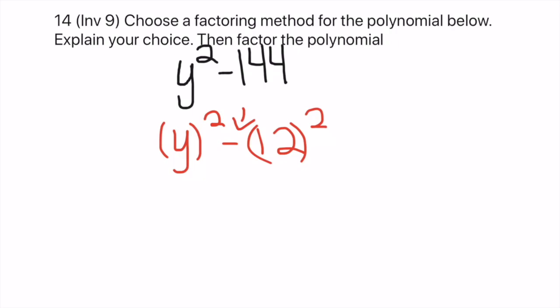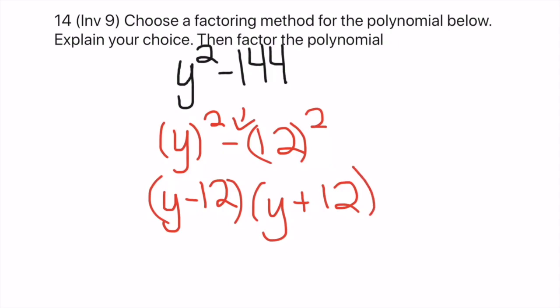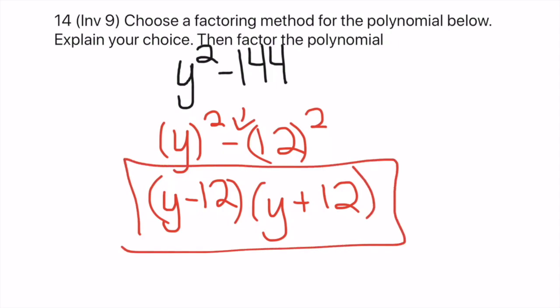So if you know your rules, you know that this is then y minus 12 times y plus 12. And that's it. You're done.